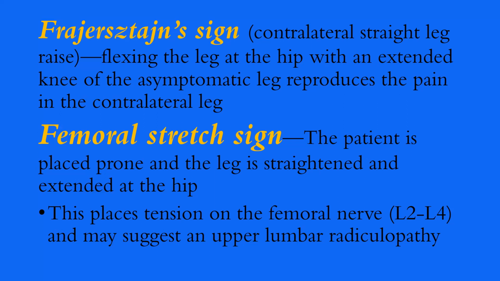Also, you have to do the femoral stretch sign, which tells you about the femoral nerve. The patient is placed prone and the leg is straightened and extended at the hip. Tension on the femoral nerve, lumbar 2, lumbar 4, may suggest an upper lumbar radiculopathy, like a 2, 3, 3, 4 disc.